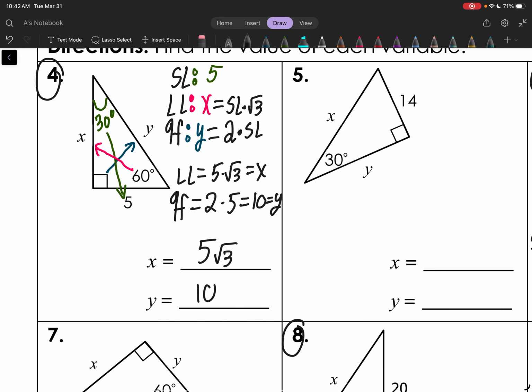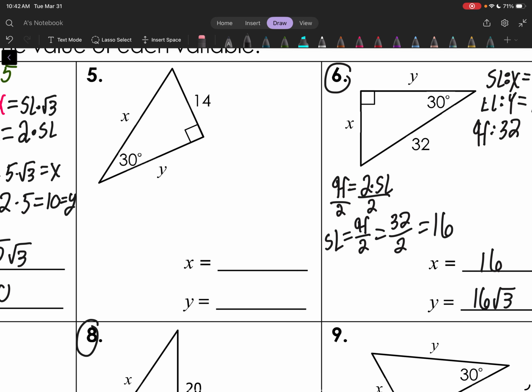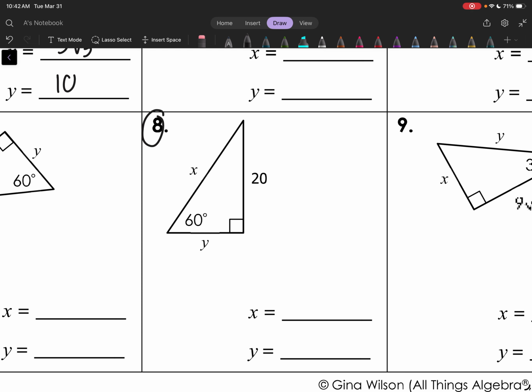So I've been given a short leg, I've been given a hypotenuse. Those two are easy. The hardest one to do is if I'm given the long leg. So let's look at number 8. My short leg is Y. My long leg is 20. And my hypotenuse is X.